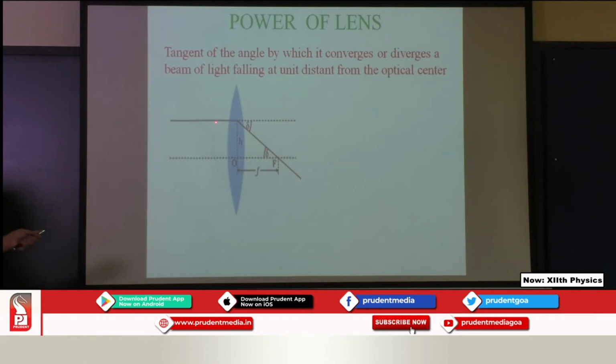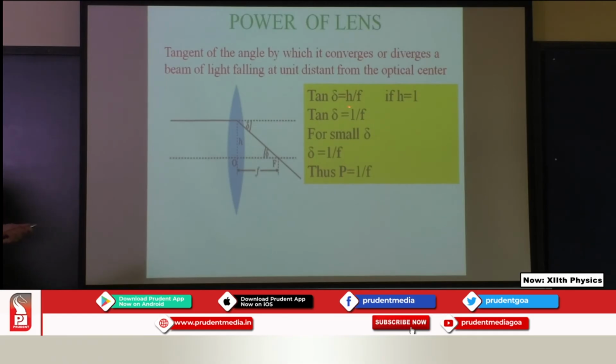In absence of lens, this ray would have moved straight. So, what the lens has done, lens has converged the ray by how much? By this much of angle. So, this is the delta. If this is the delta, we know that this is also the angle delta.